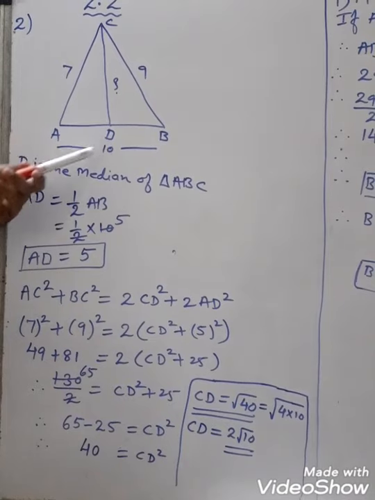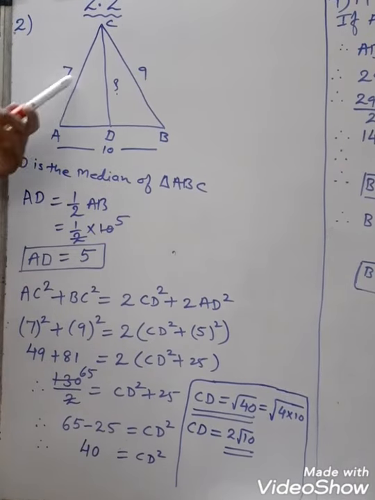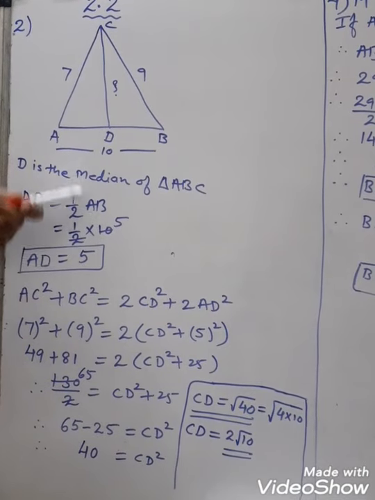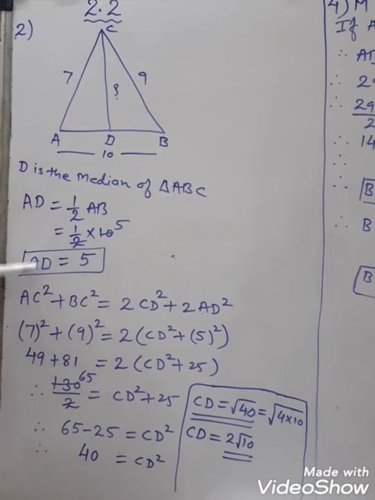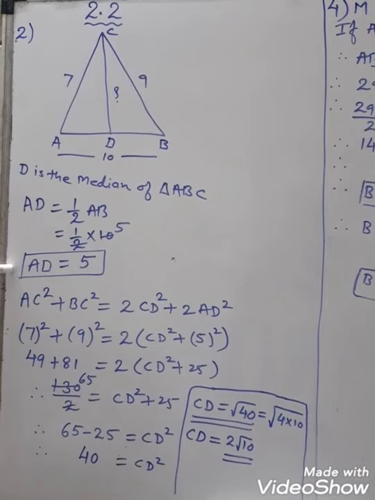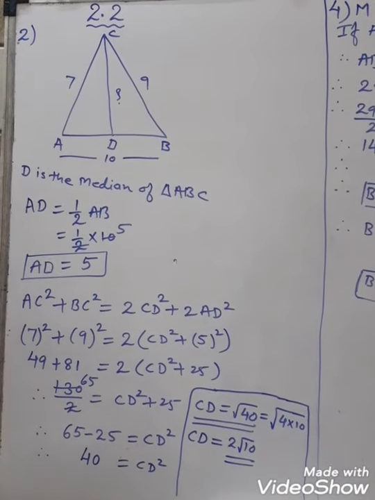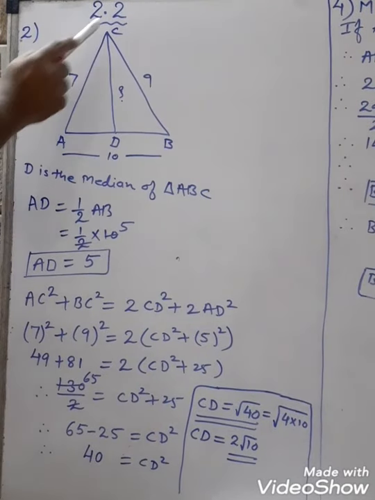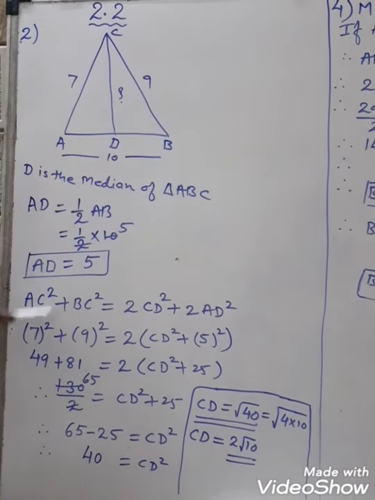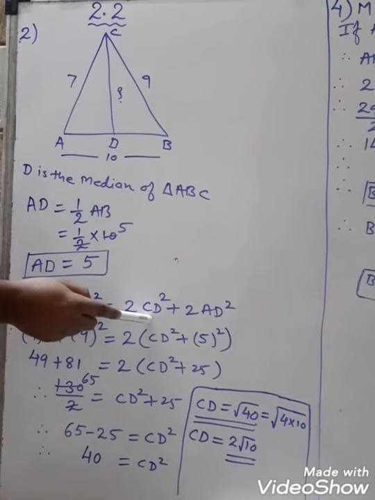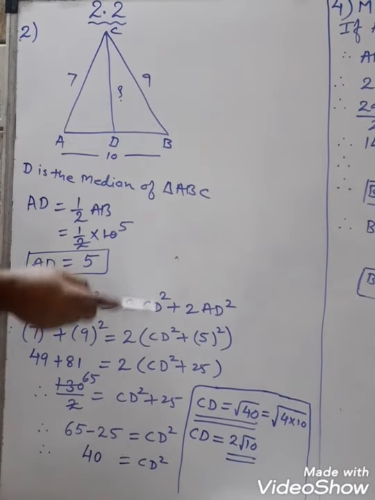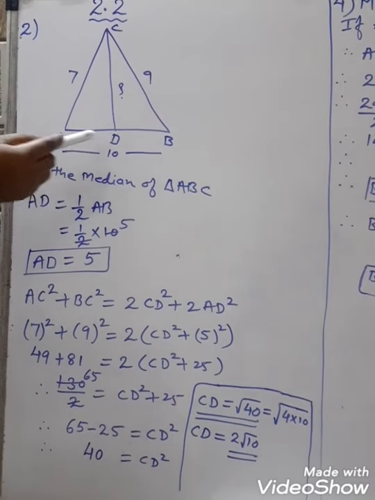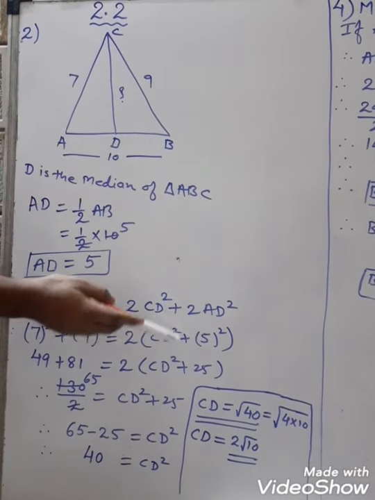So here D is the median of triangle ABC. So AD is the half of AB. So half of 10, that is 5. After getting the AD, we use Apollonius theorem. As we know, the Apollonius theorem is AC square plus BC square equals 2 times of the median, that is CD square, plus 2 times of half of any side, that is AD or DB.